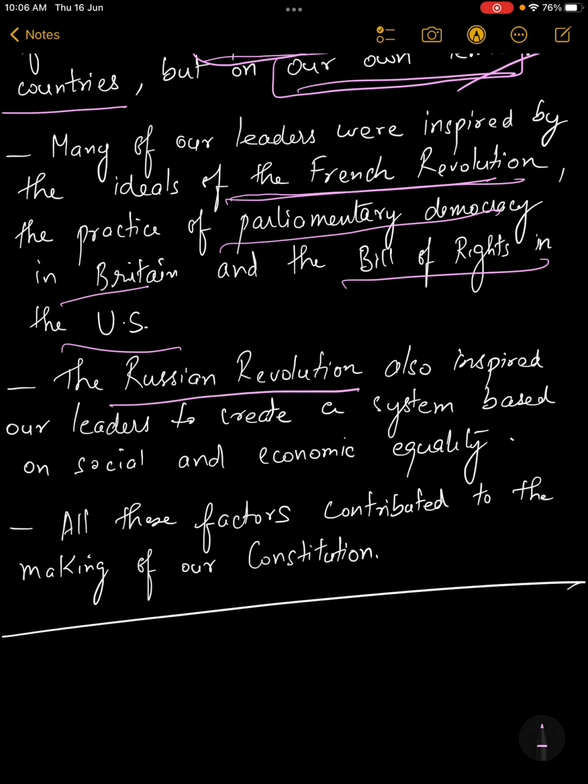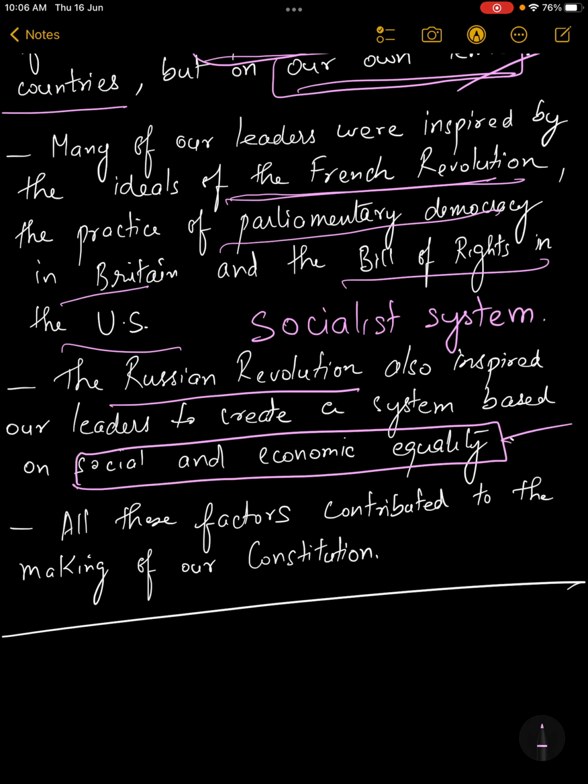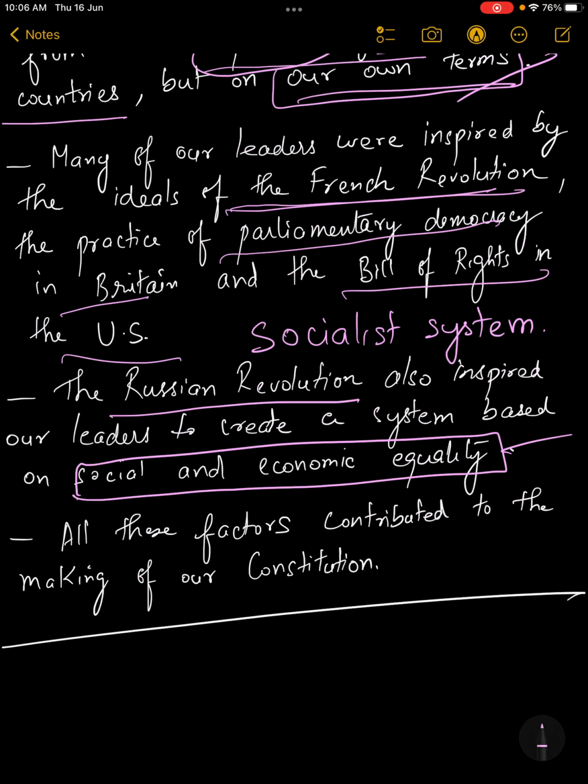And of course, the Russian Revolution also inspired our leaders to create a socialist system, right? Socialist system which is based on social and economic equality between all citizens in the society. मेरी बात समझ आ रही है? ठीक है? तो all of these factors, as you can see, have contributed to the making of the constitution itself. So all of these factors have contributed to the making of the constitution, right?